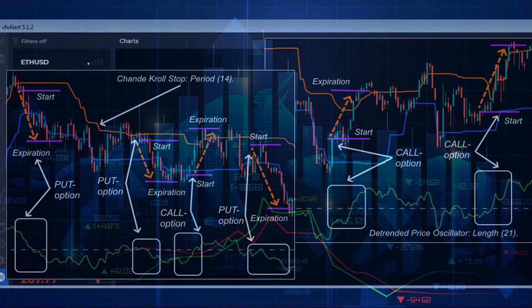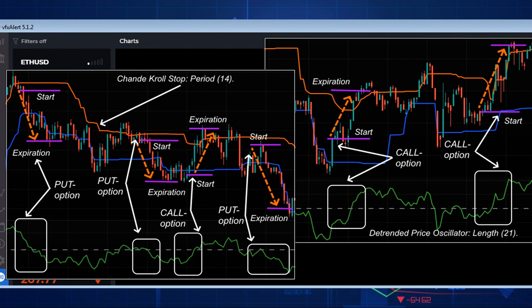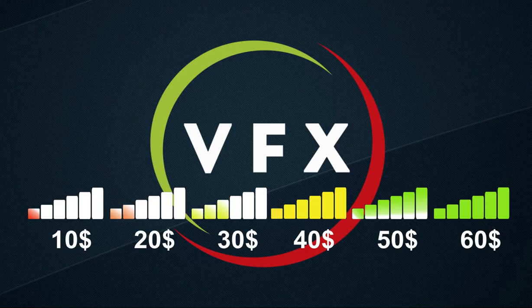On the screen, trading signals and open options when the following conditions are met. Up call option: the price breaks both or only the upper border of the Chande Kroll Stop from bottom to top, and the detrended oscillator is above zero levels. Down put option: opposite crypto signals. The price moves down through the channel or below the lower border, and detrended is below zero. The amount can also be determined depending on the strength of the signal of the adaptive strategy vfxalert.